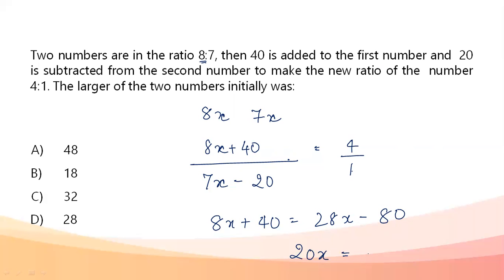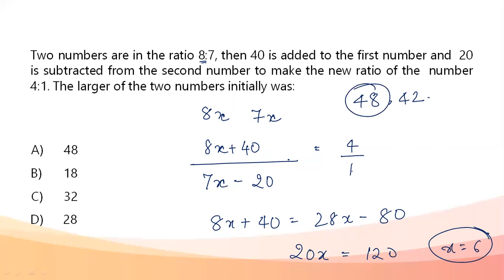When you do this, 20x comes out to be 120, and the value of x becomes 6. So the numbers become 8 into 6, that is 48, and 42. The numbers that I have now are 48 and 42. The larger of these is 48. So the larger of the two numbers initially is 48. My answer becomes option A.